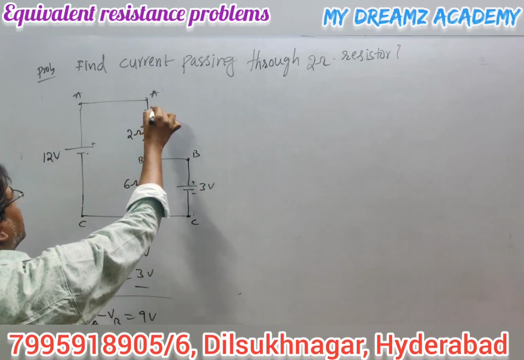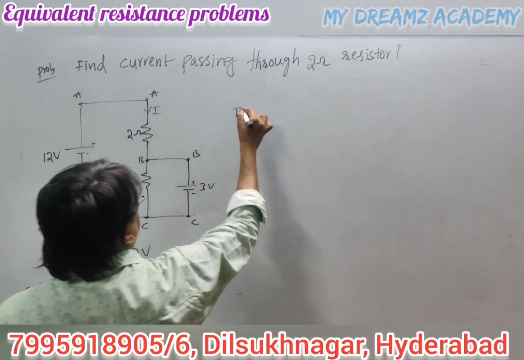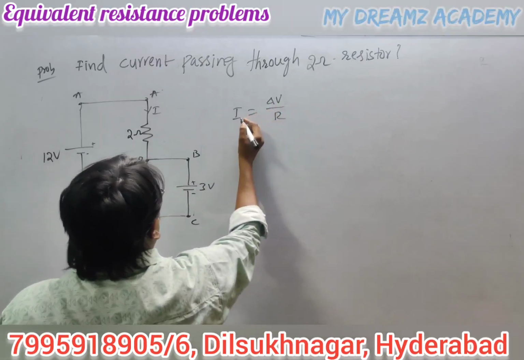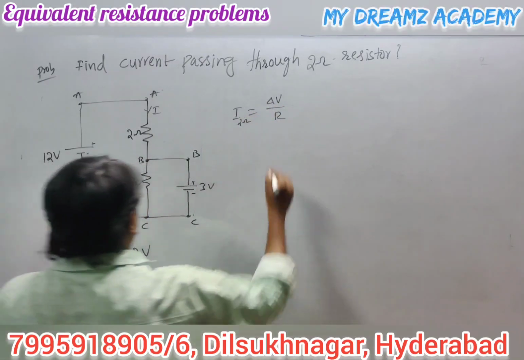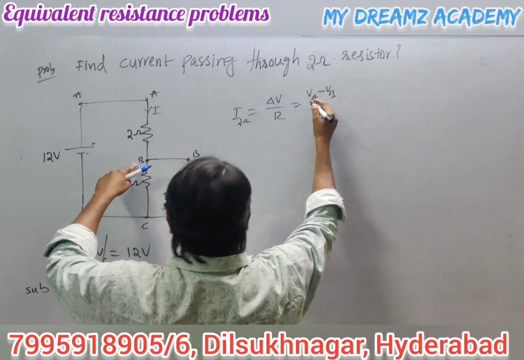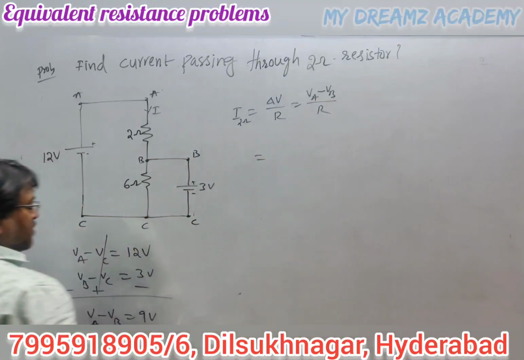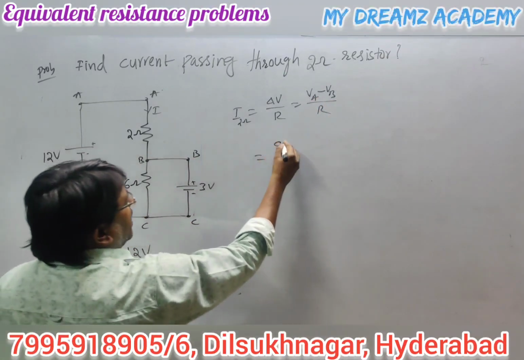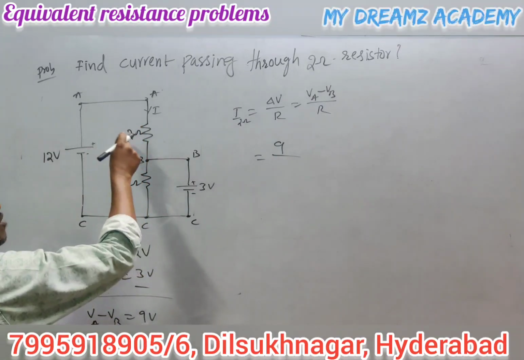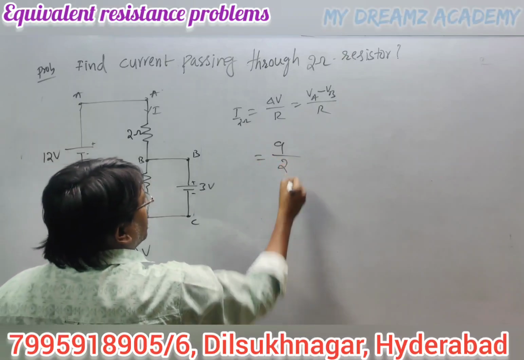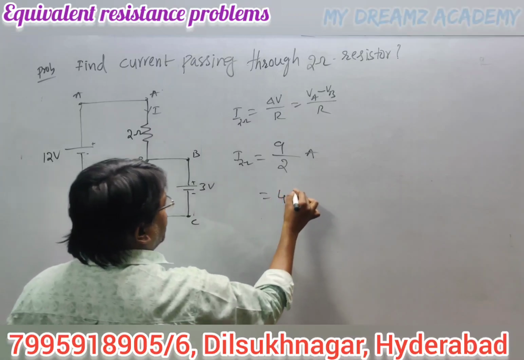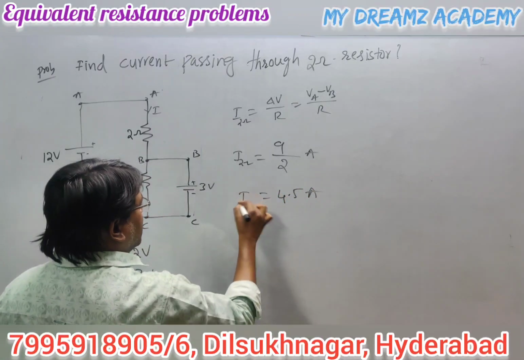What is the current passing through the 2 ohm resistor? Current I equals V by R, delta V by R. The current passing through the 2 ohm resistor: delta V is the potential difference between these two points, VA minus VB, by R. What is the VA minus VB value? 9 volts. What is the R value? We are measuring the current across the 2 ohm resistor, that's why I consider 2 ohm. So 9 by 2, I_2ohm equals 9 by 2 amperes, that value is 4.5 amperes. That is the answer.